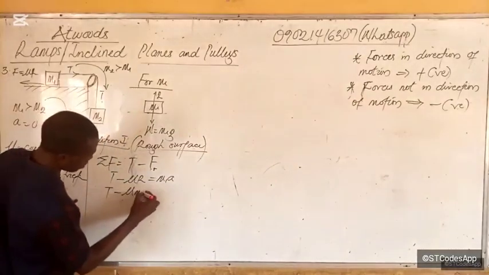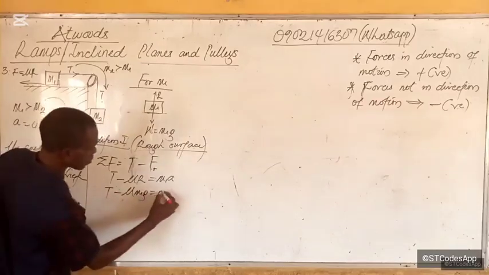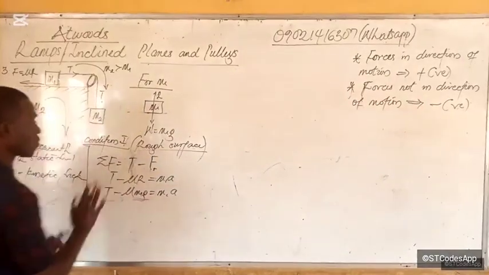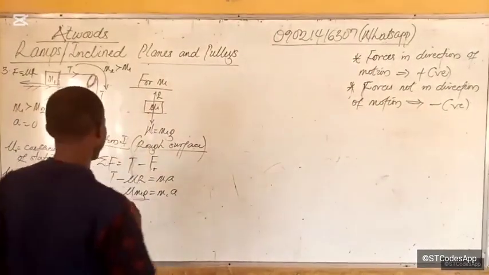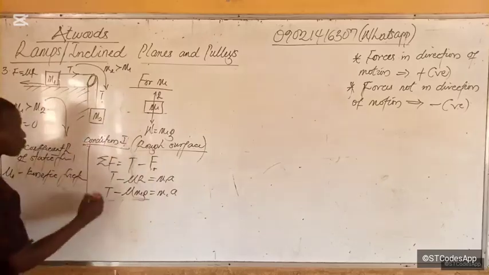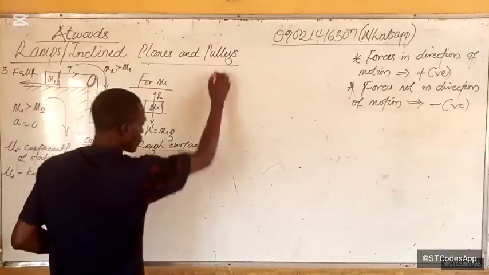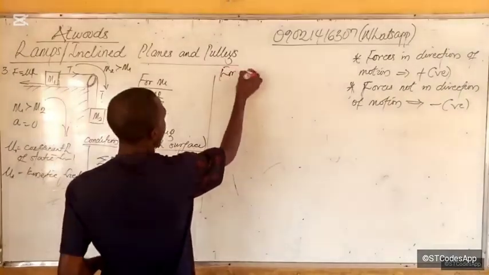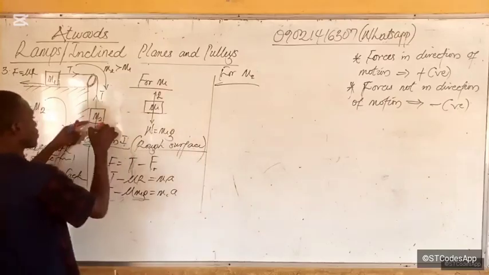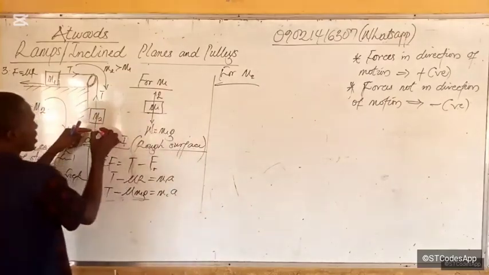R is mg, that is M1G in this case, is equal to M1A. Okay, so this is condition 1. So if that is the case, then for M2 now, the sum of forces: we said the reaction acts upward, since the weight of this body acts downward.